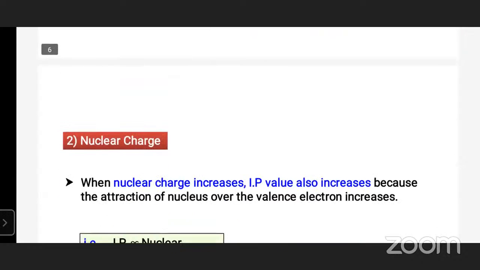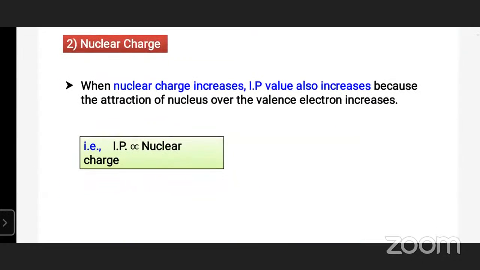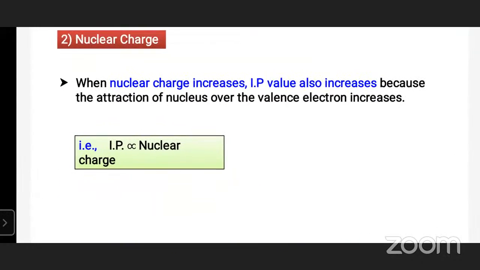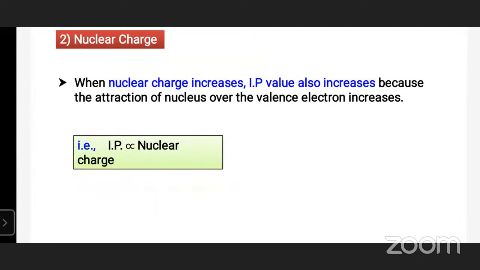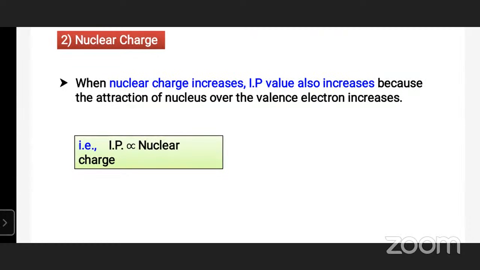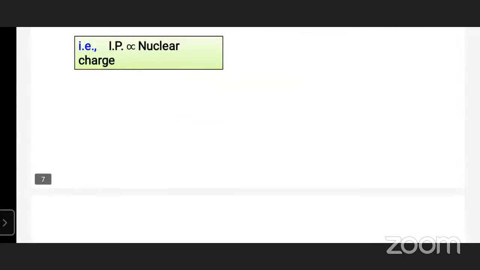Next, the second factor is nuclear charge. When nuclear charge increases, IP value also increases because the attraction of the nucleus over the valence electron increases. So IP value is directly proportional to nuclear charge. When nuclear charge decreases, IP value also decreases.